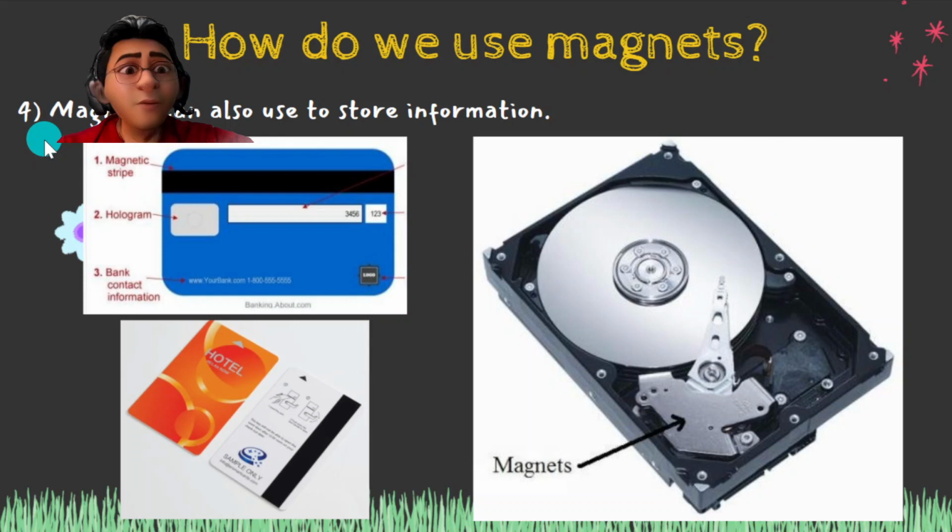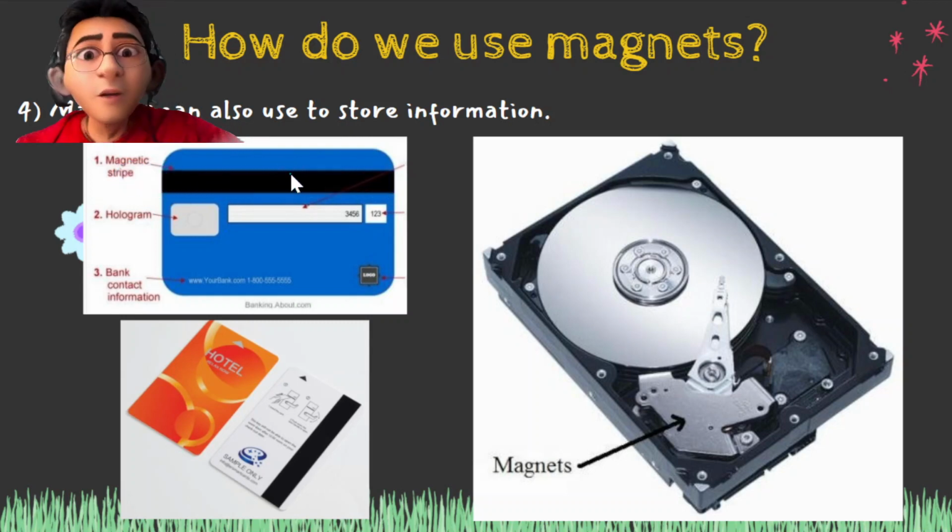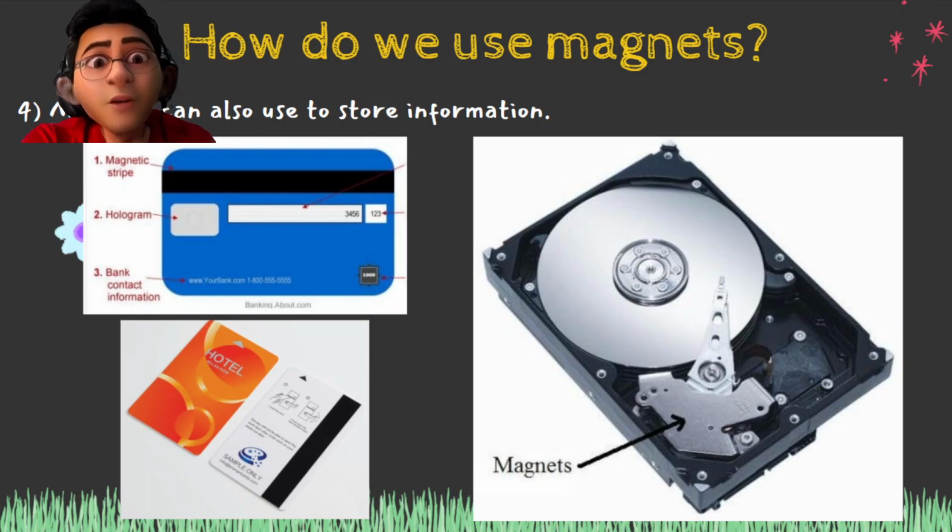Number 5, magnets can also be used to store information. Here, this picture shows a credit card or a card that your parents have. The black strip is a magnetic strip, and it stores information. Information about what? Maybe the name or numbers. I'm not sure what information is there, but there is information stored in the magnetic strip.